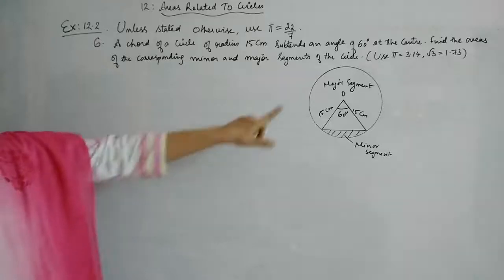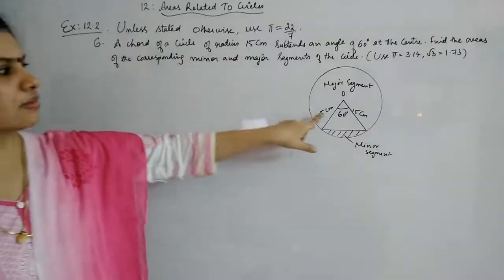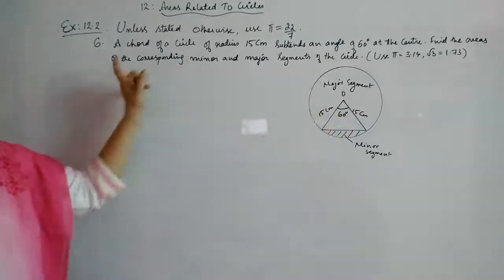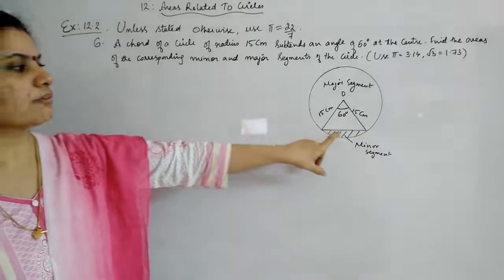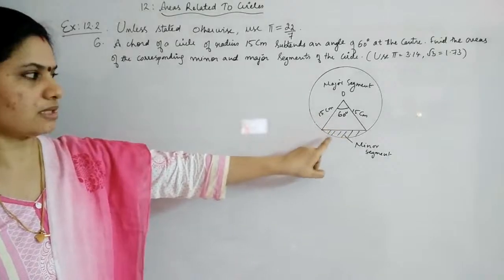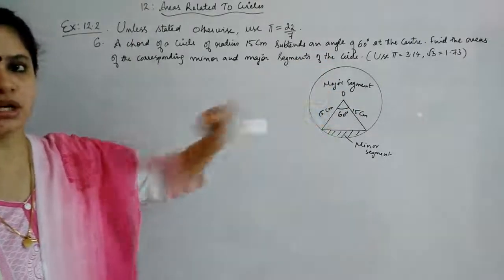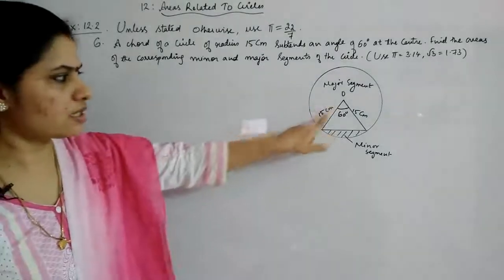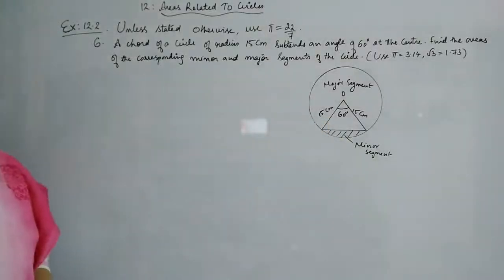Now I have constructed a circle with center O. Now what is given? Radius is 15 centimeter and we have taken a sector where the angle at the center subtended by that arc is 60 degree, that is given. Now this is the chord which they are saying, and you have to find out the corresponding minor segment. This is the minor segment, that is this portion which I have shaded, and the remaining after this one is your major segment. So how to find out the area of the minor segment? Area of this sector minus area of the triangle will give you the area of minor segment.